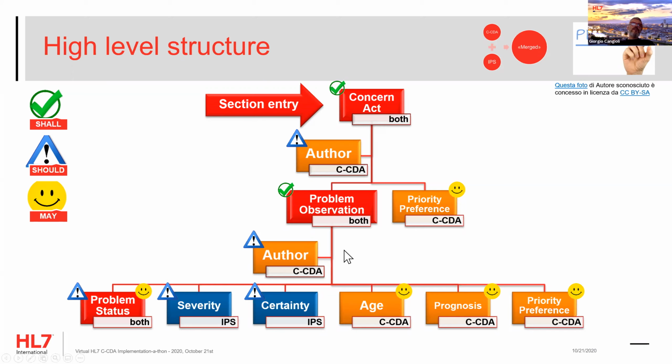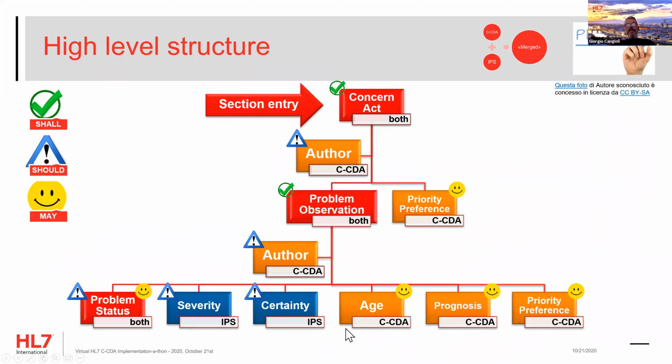request to define a specific author, to specify explicitly the author. The other difference is that, for example, both have the problem status, but the IPS include the certainty observation and the severity, while the C-CDA provide templates for conveying the age, information about the prognosis, or the priority preferences.